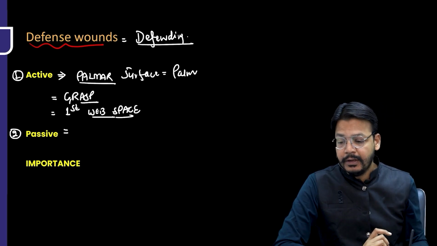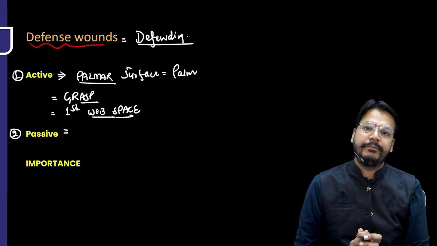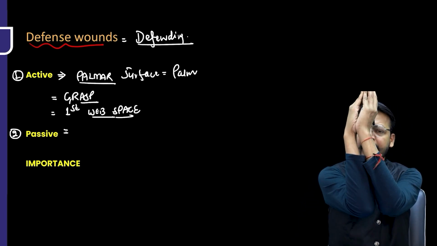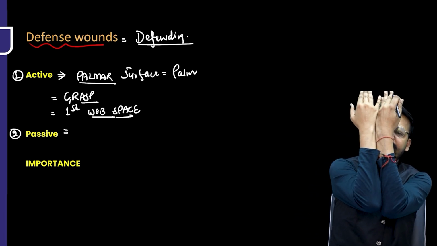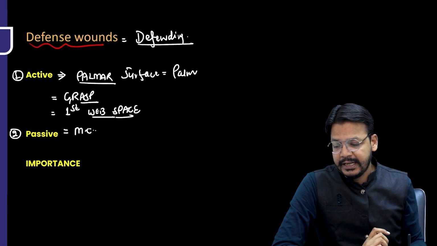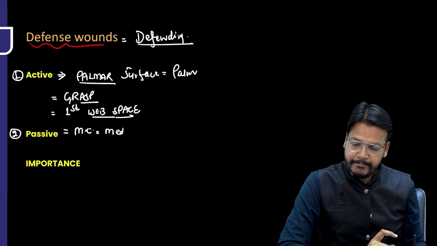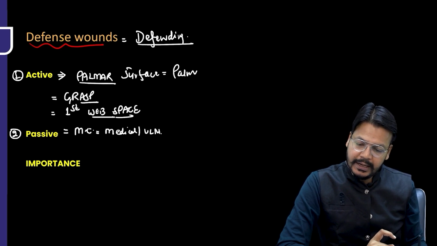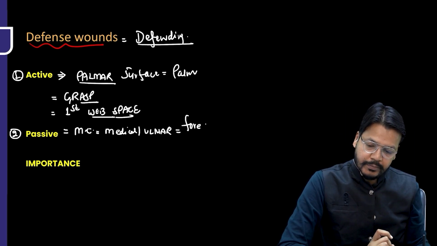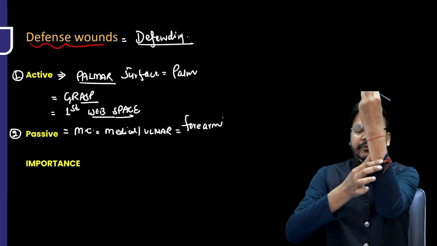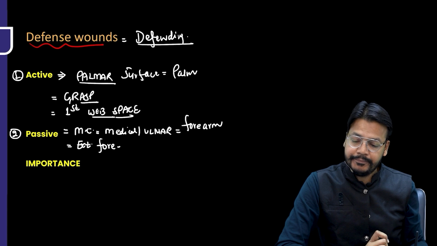But what is passive? Passive means you are not grasping, you are not doing anything. You are just protecting yourself. That's passive, protection only. And my dear friend, you can protect in two ways. The most common site is the medial or ulnar aspect of the forearm, or the extensor aspect of the forearm, the extensor surface of the forearm.